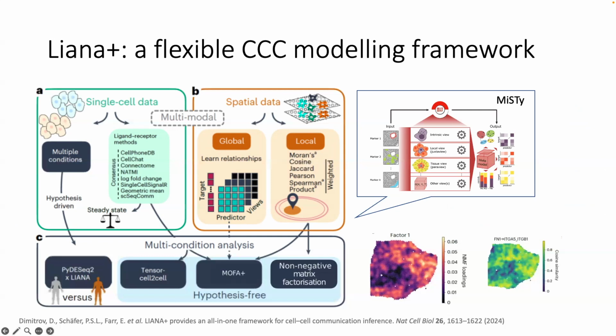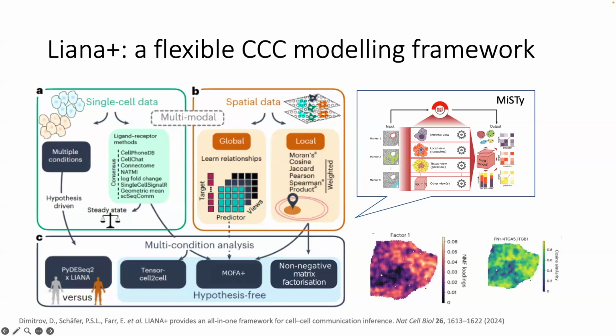You can do factor analysis based on these multiple types of data. If you have multiple types of data or multiple views of your data, they typically use non-negative matrix factorization based approaches to decompose your multimodal data into different factors, right?